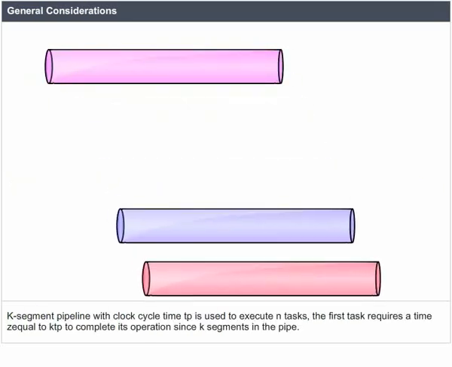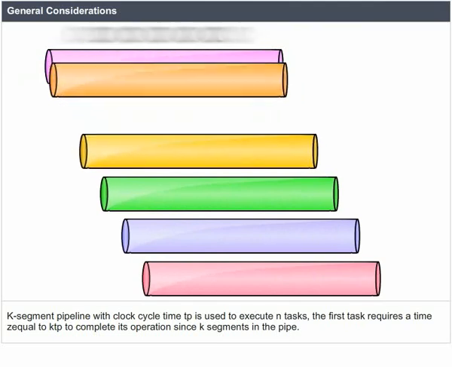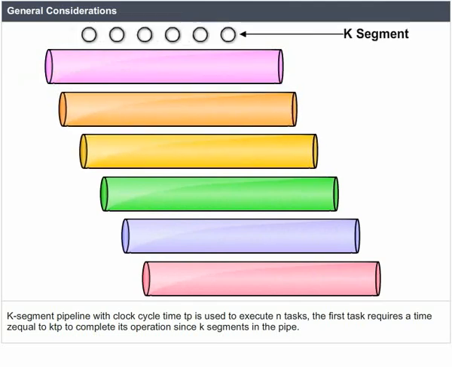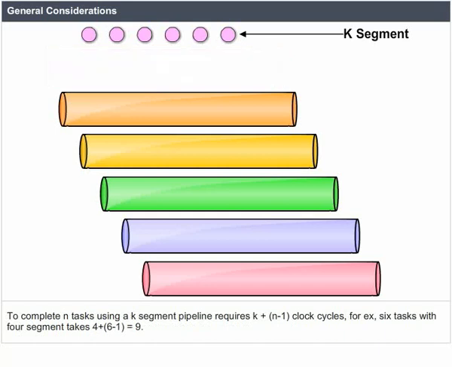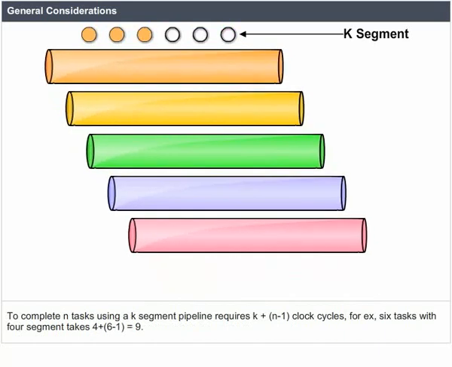A k-segment pipeline with clock cycle time Tp is used to execute n tasks. The first task requires a time equal to k*Tp to complete its operation, since there are k segments in the pipe. To complete n tasks using a k-segment pipeline requires k + (n-1) clock cycles. For example, 6 tasks with 4 segments takes 4 + 6 - 1, which is equal to 9.